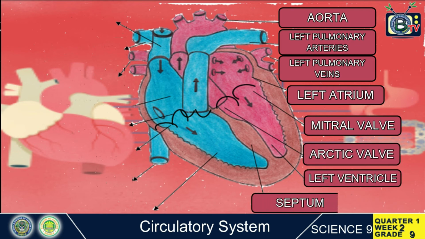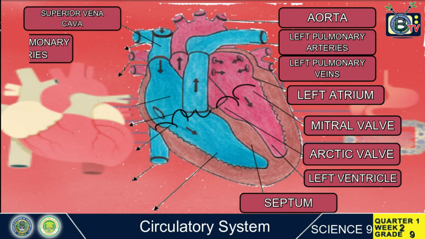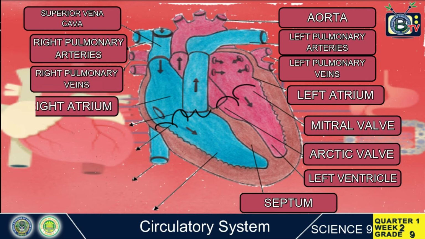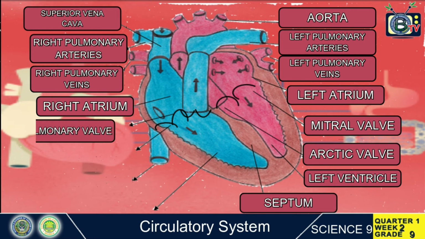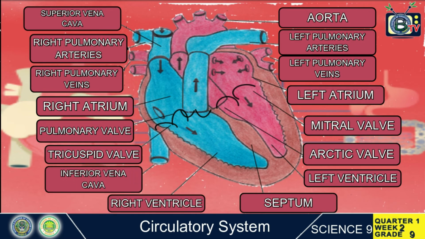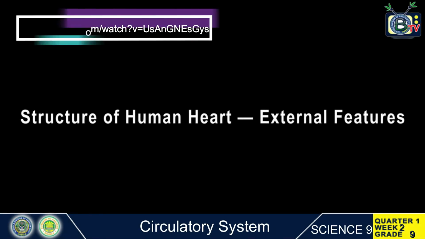On the right side of the heart, we have the superior vena cava, right pulmonary arteries, right pulmonary veins, right atrium, pulmonary valve, right cuspid valve, inferior vena cava, and the right ventricle. Do you want more? The external structure of the heart.